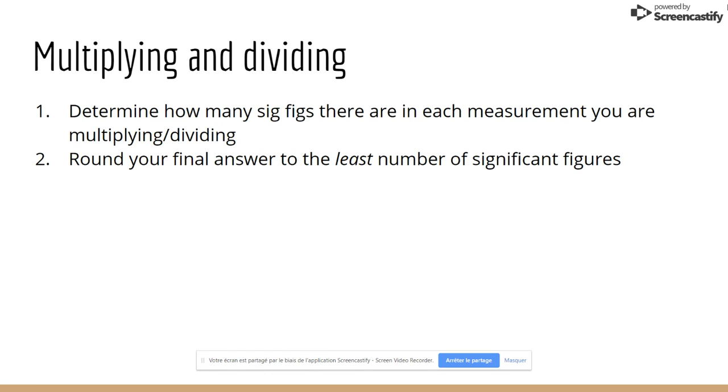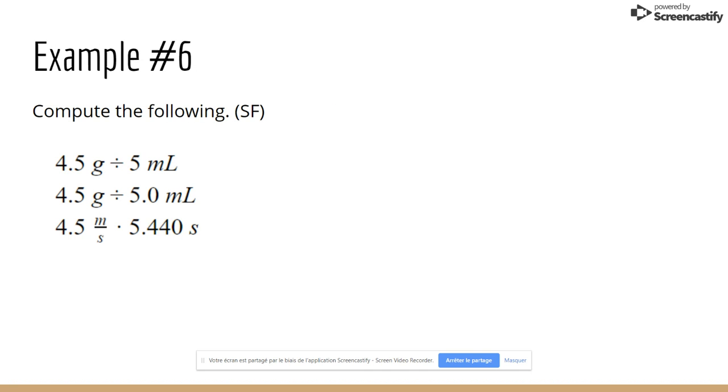The first thing you do is determine how many sig figs there are in each measurement that you're multiplying or dividing. It doesn't matter if it's multiplication or division. And then you round your final answer to the least number of significant figures. So if you're multiplying something with 2 sig figs times something with 5, you round to 2 sig figs. Pause here.